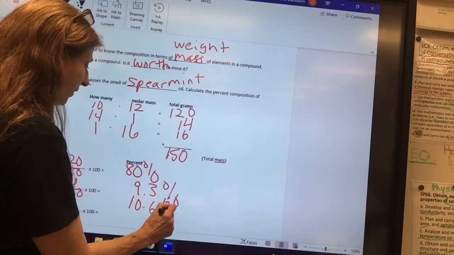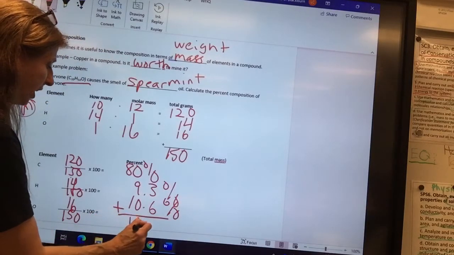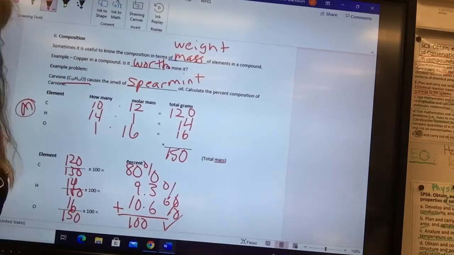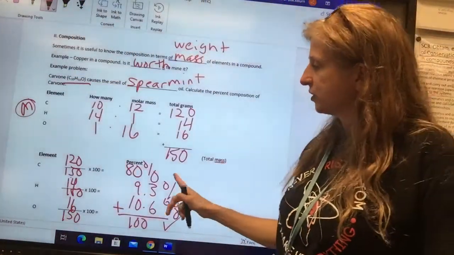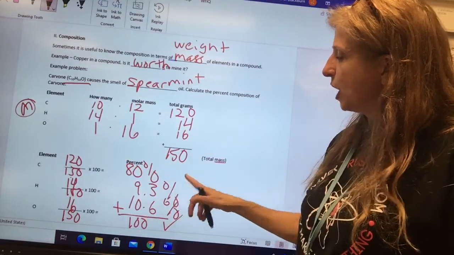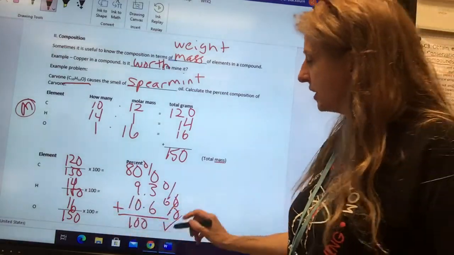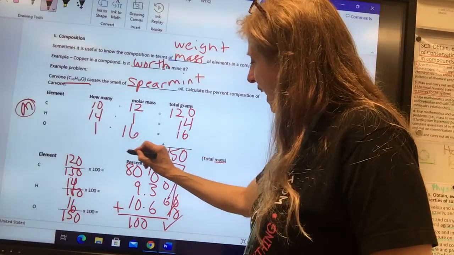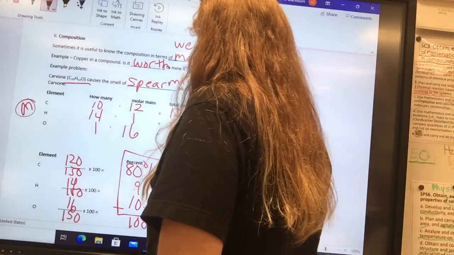10.6%. Now, one thing you can do to check it is to add them up, and they should equal 100. So that's your little check. Is the answer to this problem 100? No. The answer to this problem is it's 80% carbon, 9.3% hydrogen, and 10.6% oxygen. So I'm going to put that in a box. That's my answer.